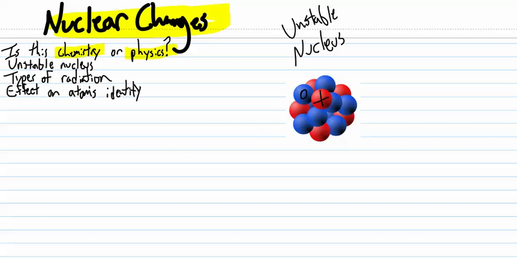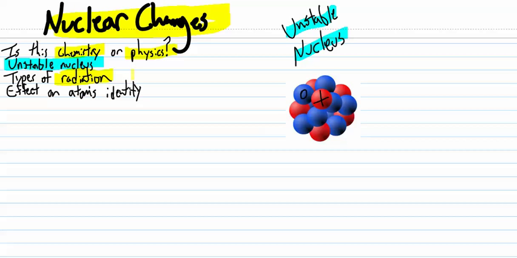So an unstable nucleus is a nucleus that's going to undergo some kind of change. It might do it on its own, or it could get hit by something else. It could get convinced into splitting or joining with other nuclei. But we're going to say that this unstable nucleus is going to make some changes. And when a nucleus undergoes a change, we call it radiation. Some kind of radiation is given off. And that's basically the main point of this video.